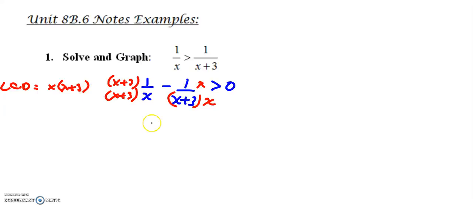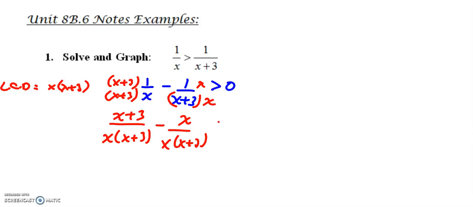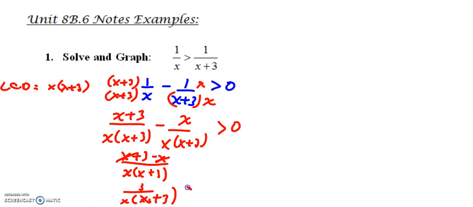So if I simplify this, this would become x plus 3 on the top over x times x plus 3 on the bottom. And this one would become x over x times x plus 3 on the bottom. If I want to make this into one fraction, it now has the same denominator. So we would have x times x plus 3 in the denominator, and the numerator would be x plus 3 minus x. These would cancel. So you'd end up with 3 over x times x plus 3 is greater than 0.